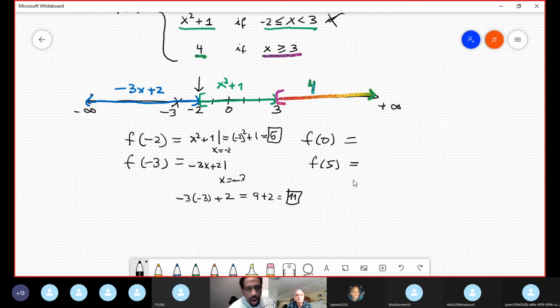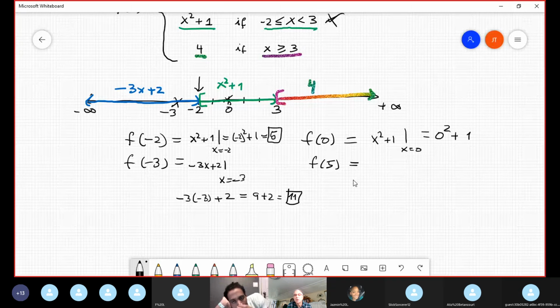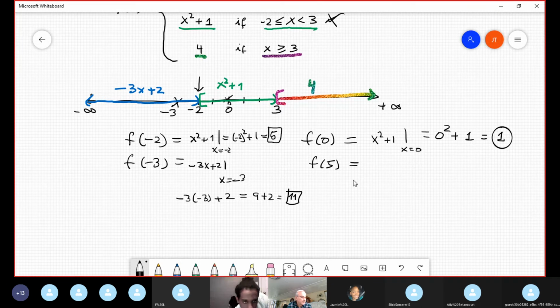And 0, 0 is here. And 0 corresponds with the blue, with the green, sorry. And green is the expression x squared plus 1. Evaluate at 0. 0 squared plus 1 is 1. And 5 is here. This is 4, this is 5. And 5 lies in the rainbow color. And rainbow color is this. And the answer is 4. And this does not depend on x. This is totally independent of x because it's a constant function and the answer is 4. End of the story.